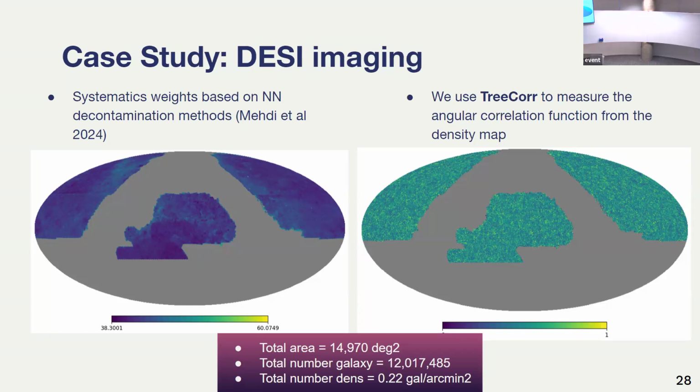We will have this density field sample that we have here, and from this map, we'll compute the angular correlation function and measure FNL. So here you can see a little bit of the properties of the photometric DESI sample: an area of around 15,000 square degrees, around 12 million galaxies, and a number density of 0.2.